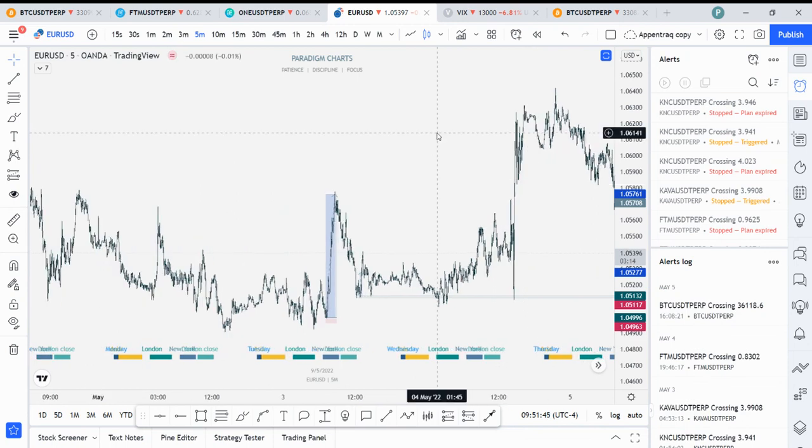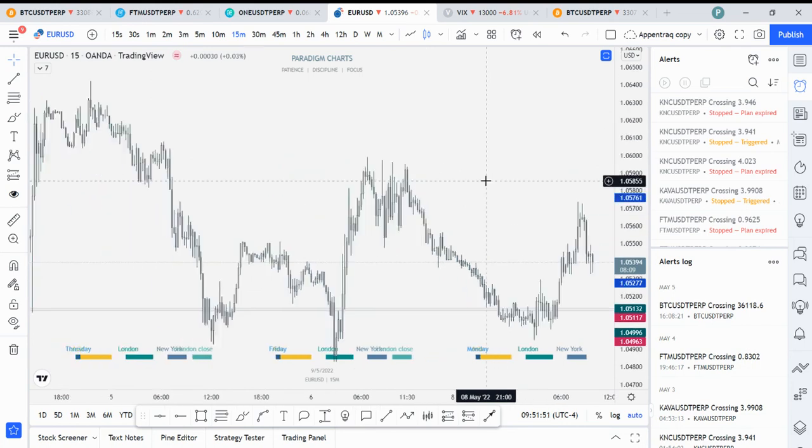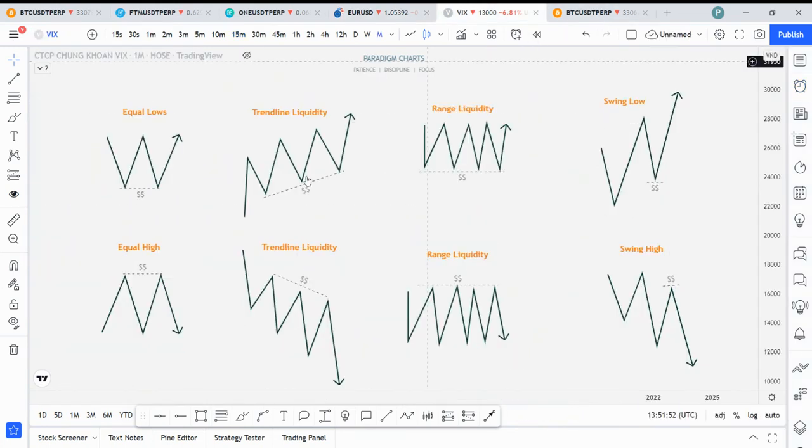When a high is taken out, you wait for market structure shifts, and you will most likely see that price will drop after. When a low is taken out, price will go up rather. When a high is taken out, you wait for market structure shifts, and after that price drops. When a low is taken out, you wait for market structure shifts, and after that you most likely see that price would go up.